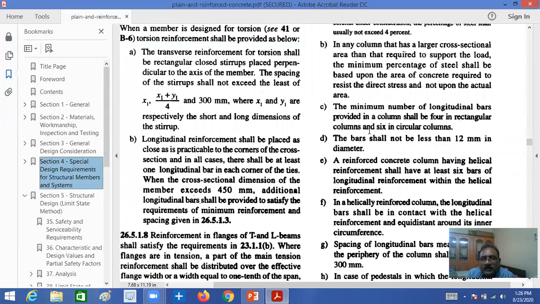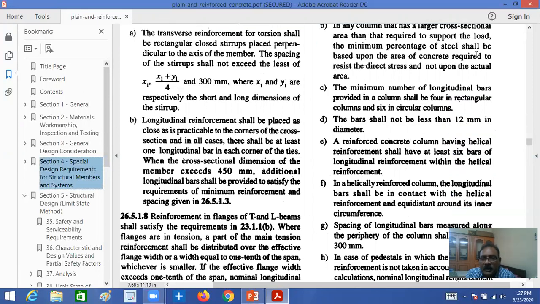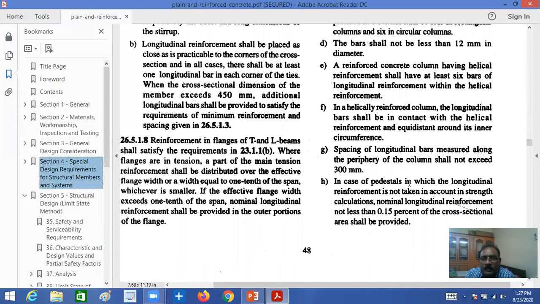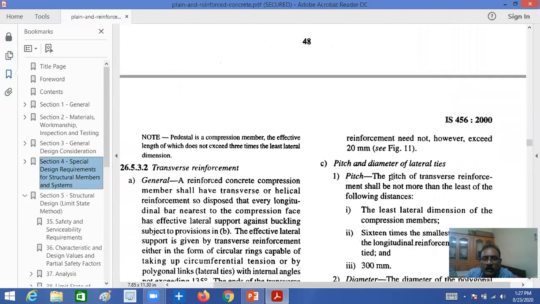And the bar shall not be less than 12 mm in diameter. The diameter of the bar in the column should not be less than 12 mm. It should have at least 6 bars in circular columns and 4 bars in square columns, and the spacing should not exceed 300 mm. And 0.15% nominal longitudinal reinforcement you have to provide in a pedestal.